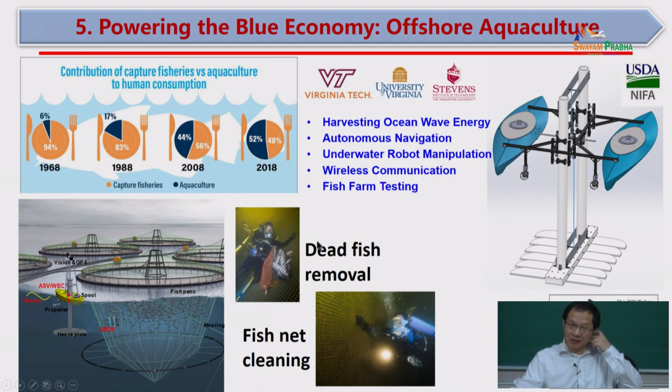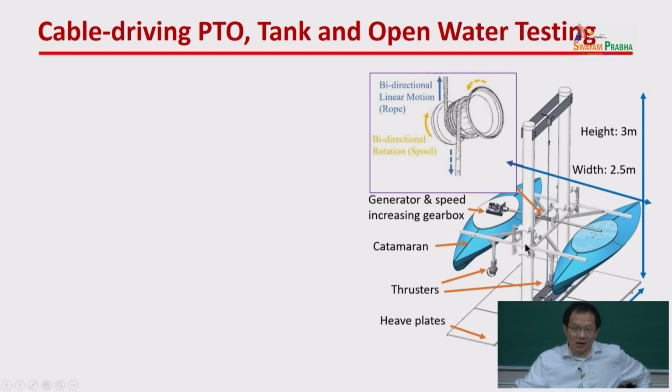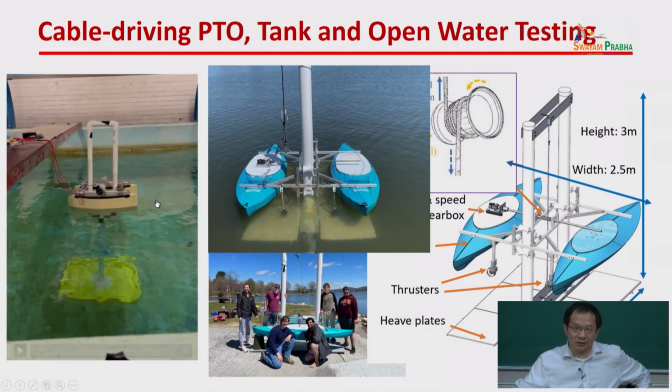Instead of using divers, what we propose is to use an underwater robot to do the cleaning work, with a wave energy converter to harvest energy. That is one project funded by the U.S. Department of Agriculture that we are working on. We advise our student team, who designed a cable-driven PTO and also built the system. We built the system and tested it in a small-scale tank, and then tested it in a lake.